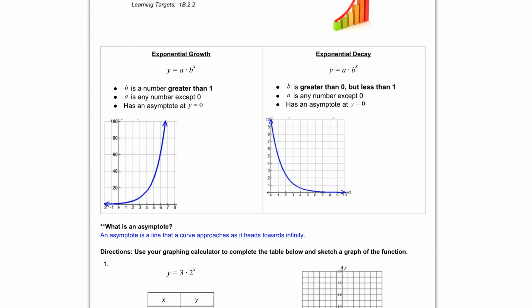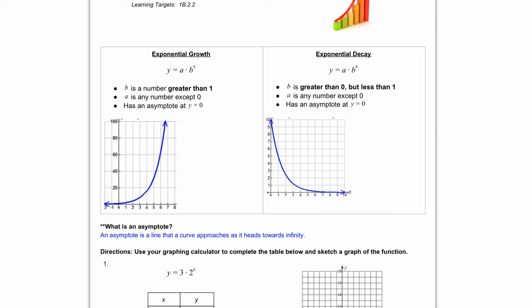The way to tell the difference between growth and decay within our function itself is to look at the base, or the b value, the number that's being raised to the x. If we have a growth function, b is going to be a number greater than 1. And if it's a decay function, b is going to be greater than 0, but less than 1.